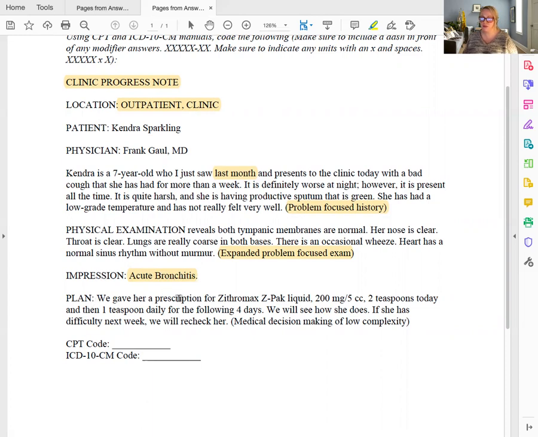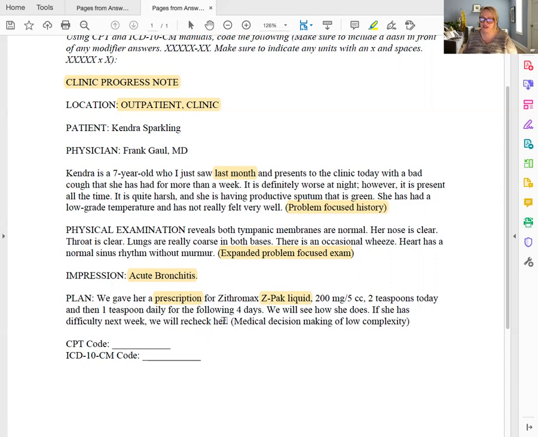We also have a plan for prescription for a Z-Pak, and we have the details here. So the Zithromax Z-Pak liquid is given with 200 milligrams per 5 cc's, 2 teaspoons daily, then 1 teaspoon daily for the following 4 days. So that's all part of the prescription detail. We will see how she does. If she has difficulty next week, we will recheck her.